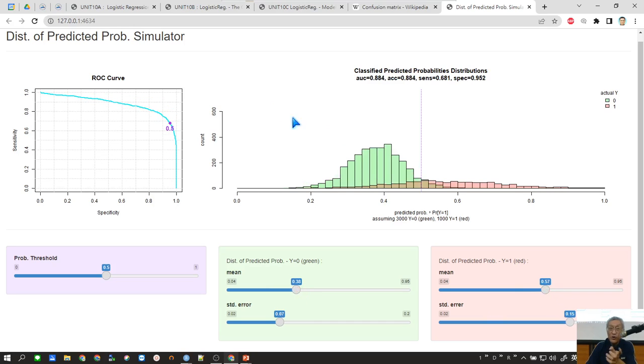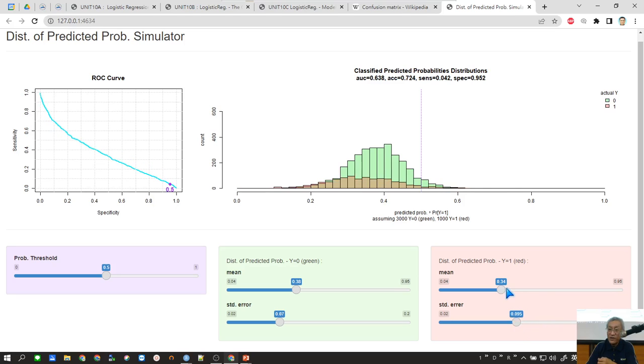These are simulators, right? So the red color and yellow color, you can adjust. They are normal distributions, right? So you can adjust their average and their standard deviation.